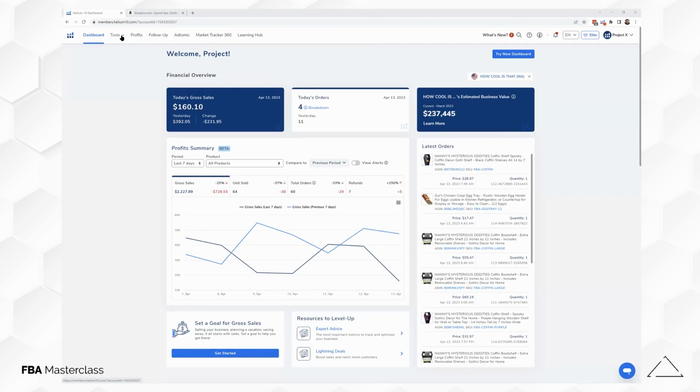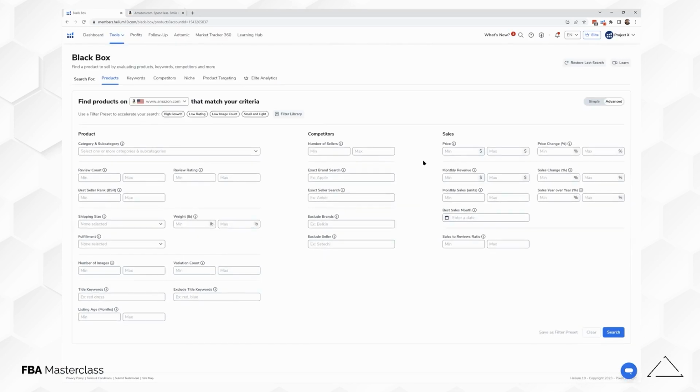So I'm going to share my screen here, and I want to start off with one of the most basic ways. Let me share. All right, you guys will see my screen in a second, and I'm going to go into Black Box. Black Box is a database of over 2 billion Amazon products and tens of millions of keywords. Today we're going to be searching first for a product, but then I'm going to show you a way to search for a keyword.